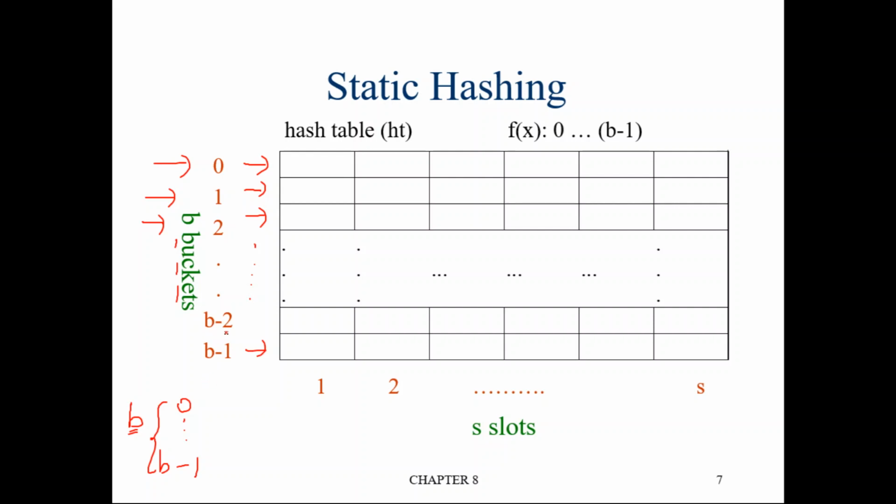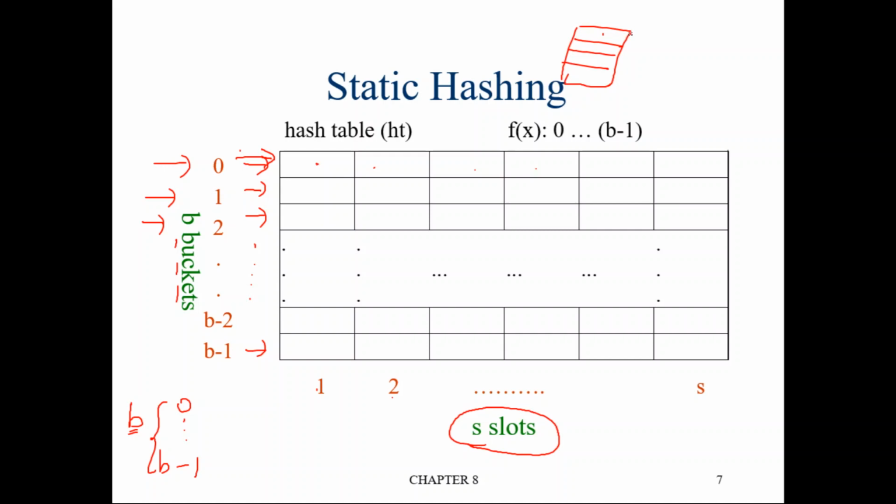And each bucket can hold s slots. These slots are numbered 1, 2, 3 to s. So what does it mean? It means that each entry in this hash table can hold s values. It's not just one value. In a typical array, we discussed that each location can hold only one value, but now we are extending that.